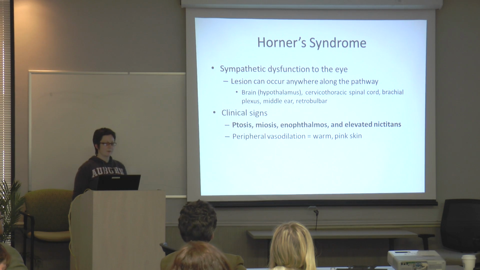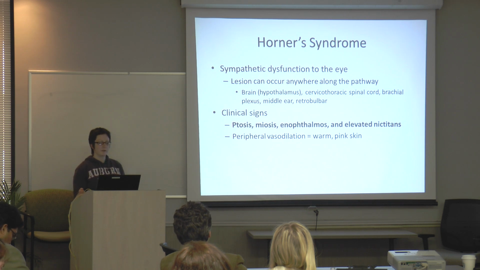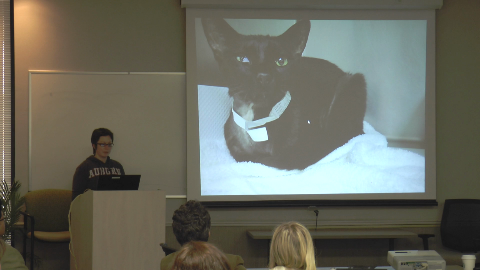Another thing that we see is Horner syndrome, and this is when the eye loses sympathetic innervation, and it can happen pretty much anywhere in the nervous system along that pathway. The 4 cardinal signs that I want them to know are ptosis, miosis, enophthalmos, and an elevated third eyelid. I can preach that all day long, but then I can also show them a picture of a cat who had neck surgery, and the result was Horner syndrome. Her third eyelid is elevated here.